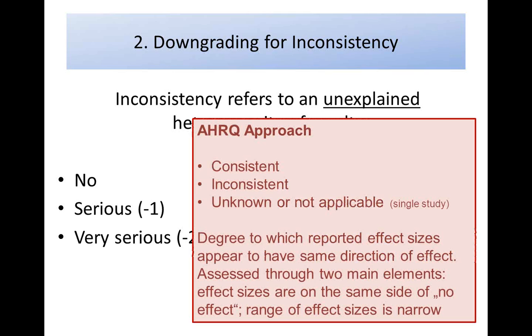What does ARC tell us to do? Well, they call it consistency, and they say there are 3 options: consistent, inconsistent, and unknown or not applicable. That's in the case of a single study, for example. And in the ARC approach, the definition is degree to which reported effect sizes appear to have the same direction of effect. Two main elements: effect sizes are on the same side of no effect, and the range of effect sizes is narrow.